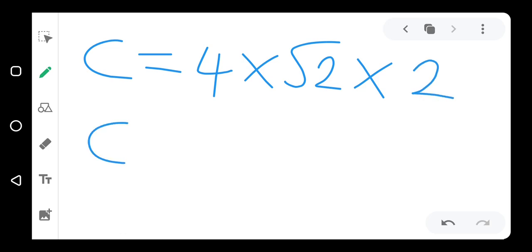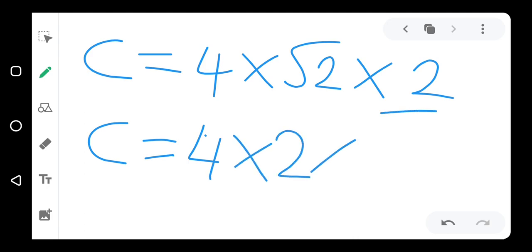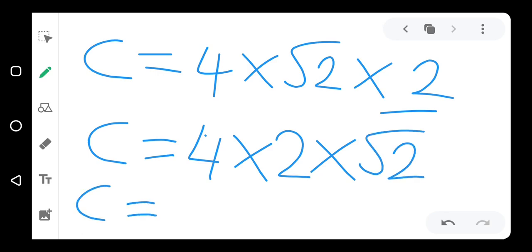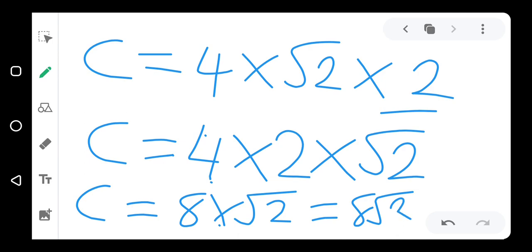So c is equal to, we now write the ones that are whole number first before we write the one with square roots. So we have 4, now bring this one, times 2 times root 2. Now this means that c is equal to 4 times 2 is 8. 8 times root 2. We just remove this multiplication sign and put everything together. So it becomes 8 root 2. So this is the answer.